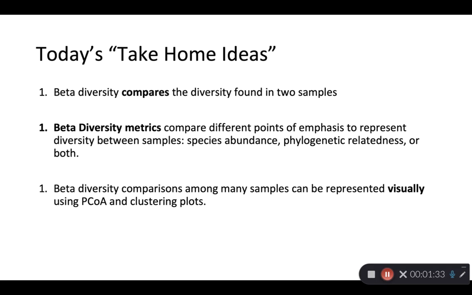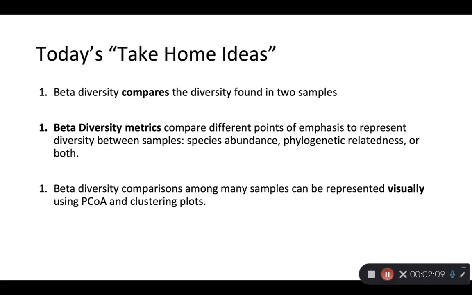So the big three take-home ideas, which the numbering is a little messed up, but it should be 1, 2, 3, not 1, 1, 1. The first take-home idea is that beta diversity compares diversity found in two different samples. The second idea is that diversity metrics are ways to compare different points of emphasis that represent the diversity between two samples. This could be the number of species present, the number of different species or taxa present, the phylogenetic relatedness of taxa present, or incorporating both the taxa abundance and the phylogenetic relatedness.